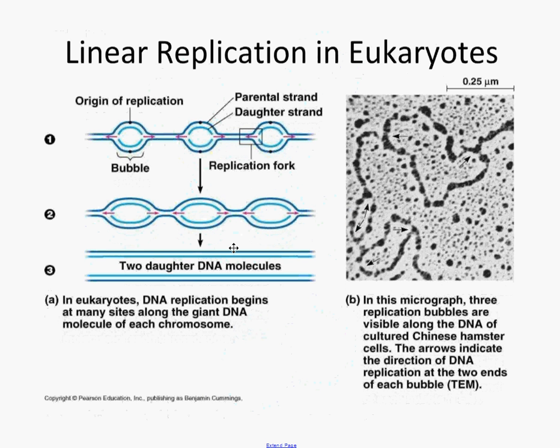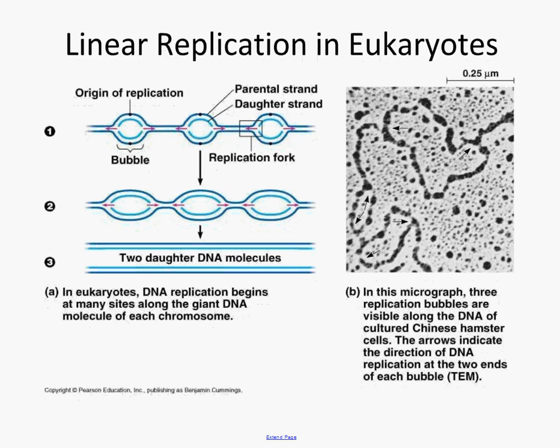In eukaryotic cells, however, because the eukaryotic chromosomes are linear and they're so big, there can be multiple points of origin. Now, the point of origin is just a place where replication begins. And when replication begins, each one of those points of origin begins replicating.